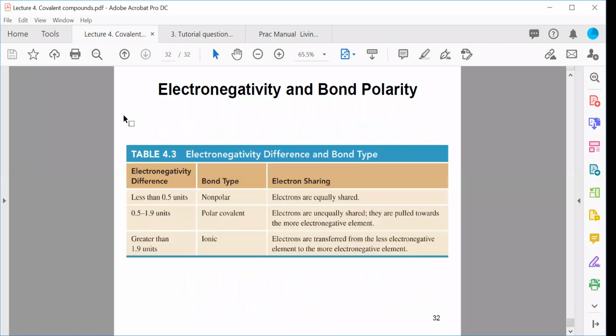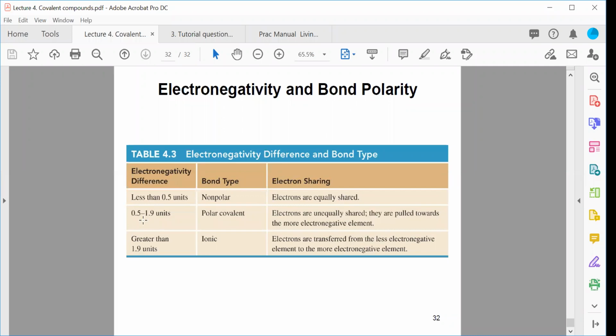All right, and we're nearly done. So let's look at this table. An interesting, important table. Where the electronegativity difference between the two atoms is less than 0.5 units, which was certainly the case when we looked at the carbon and hydrogen covalent bond, for example, then the bond type is said to be non-polar, and the electrons are more or less equally shared.